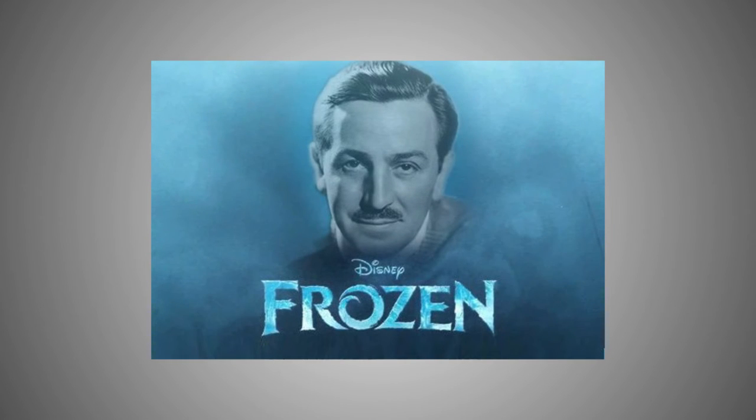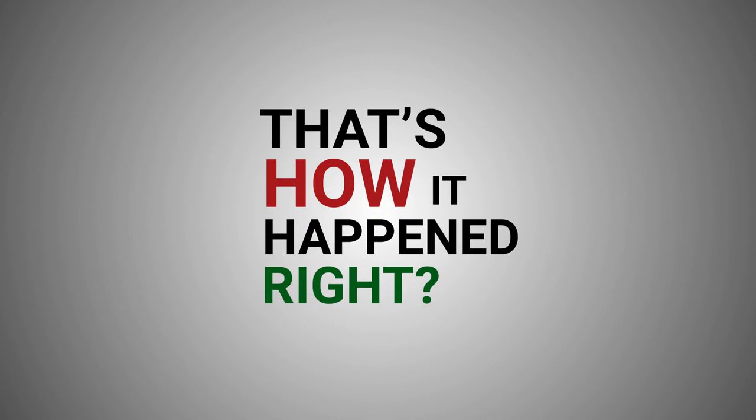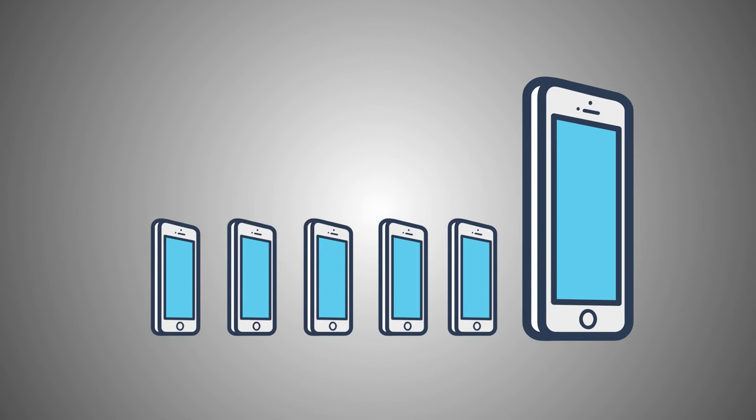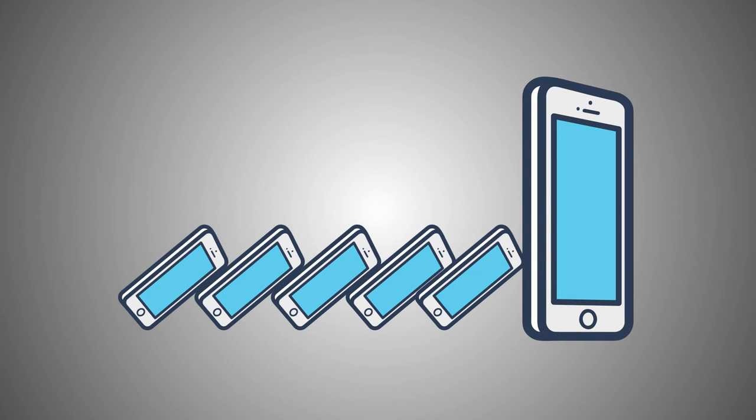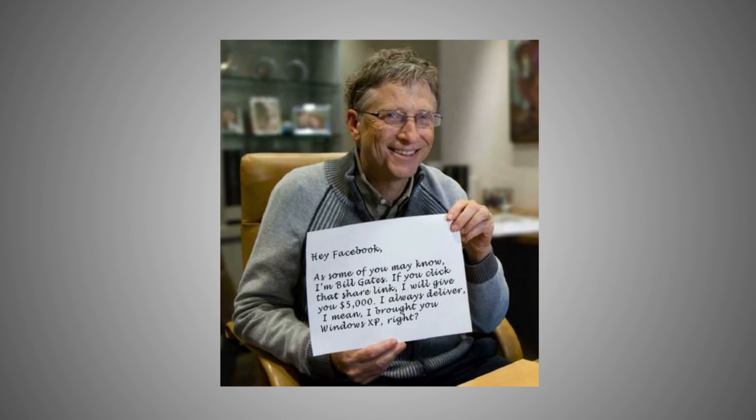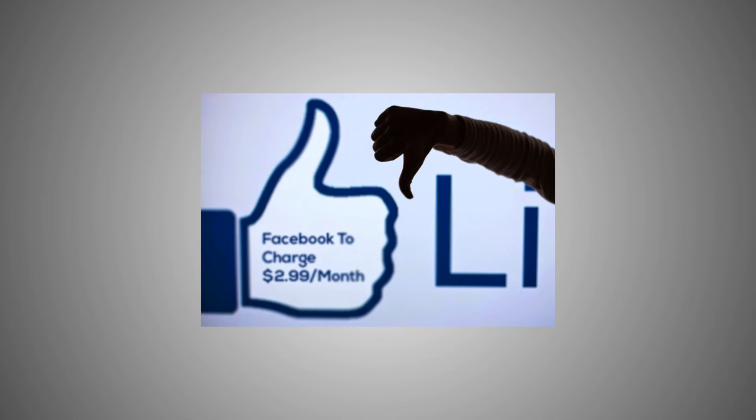And finally, let's take a moment to think about Walt Disney. After he died in 1966, he was cryogenically frozen in hopes of being brought back to life at a future date. That's how it happened, right? Like dominoes, availability cascades trigger chain reactions that create the perception of increasing plausibility through the rise of availability in the social and public domain.